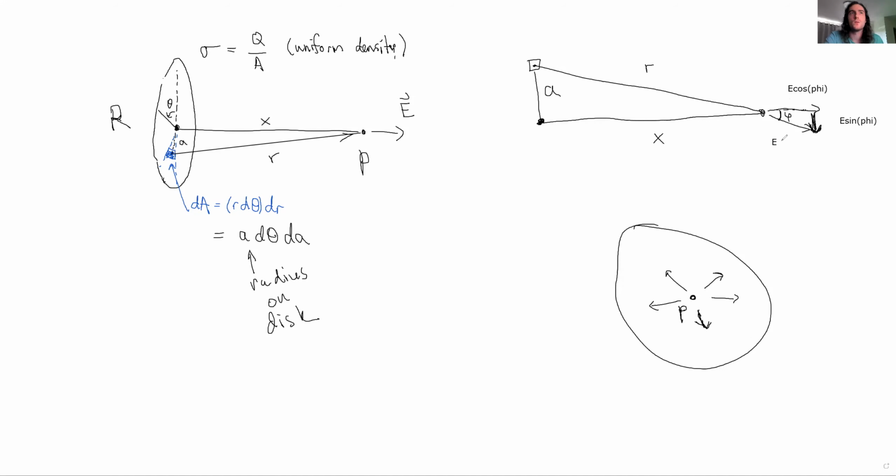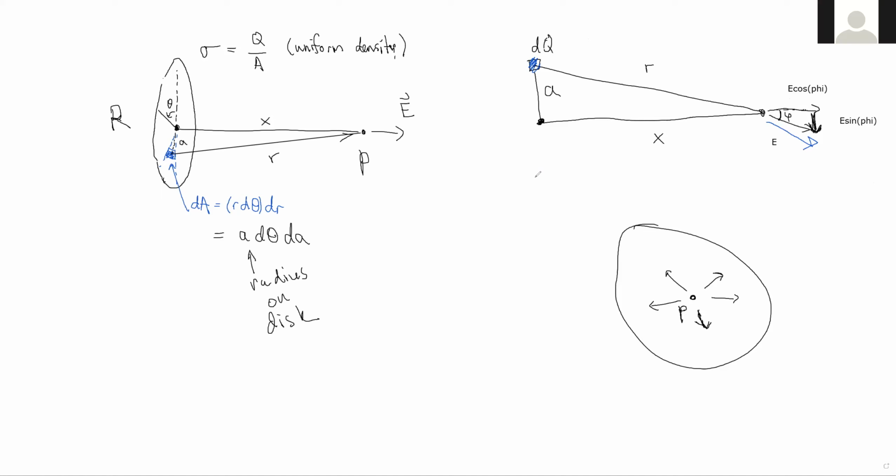So maybe to elaborate a little bit more. This is our dq element right here, this patch dq, the one in blue over here. This dq element gives rise to an electric field which points in this direction. You see that? Okay, so that electric field has two components. It has an E cosine phi and an E sine phi.